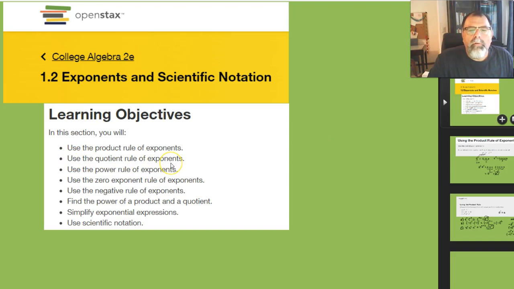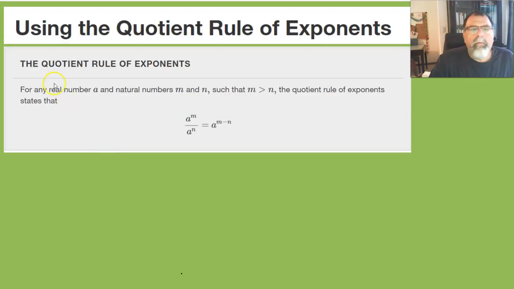Use the quotient rule of exponents. The quotient rule of exponents: for any real number a, and natural numbers m and n, and remember, natural numbers are your counting numbers, 1, 2, 3, 4, and so on. If we're defining it this way, we want m to be greater than n. Now if we change natural numbers to integers, then you don't need this statement here, and the rule works the same, but anyway, let's move on. We'll talk about that later. So a to the m divided by a to the n is equal to a to the m minus n.